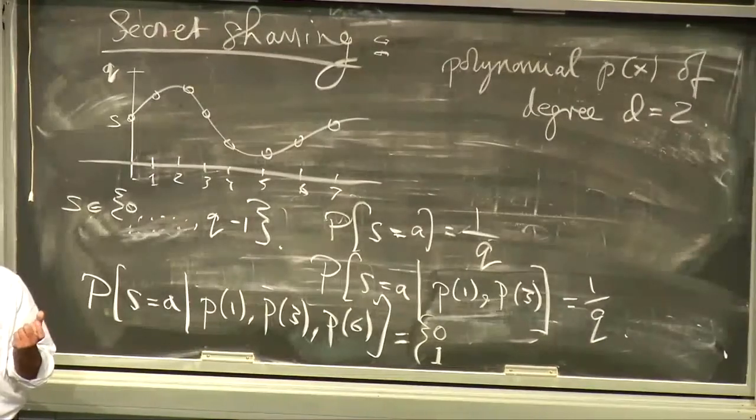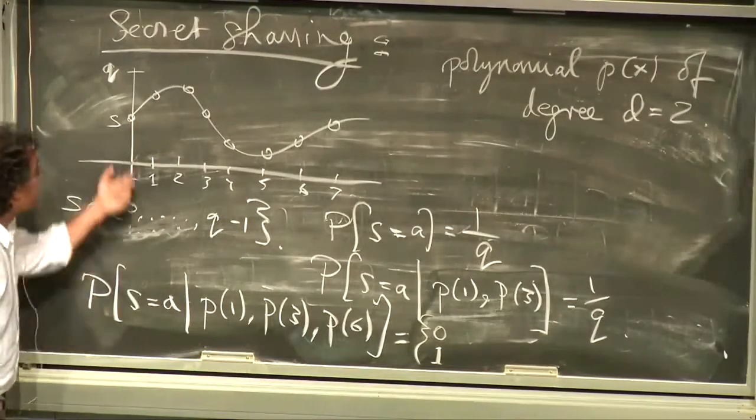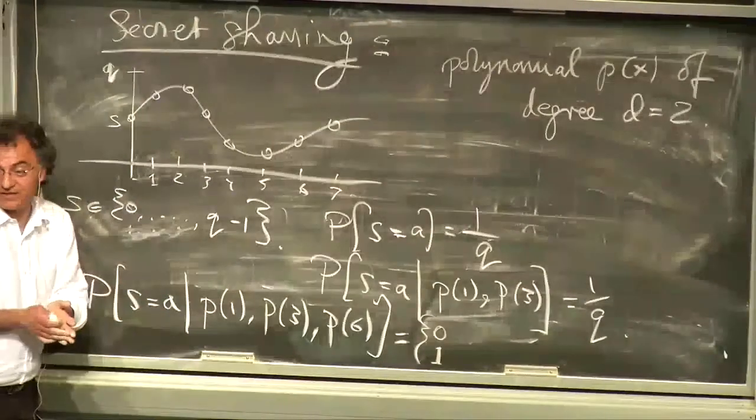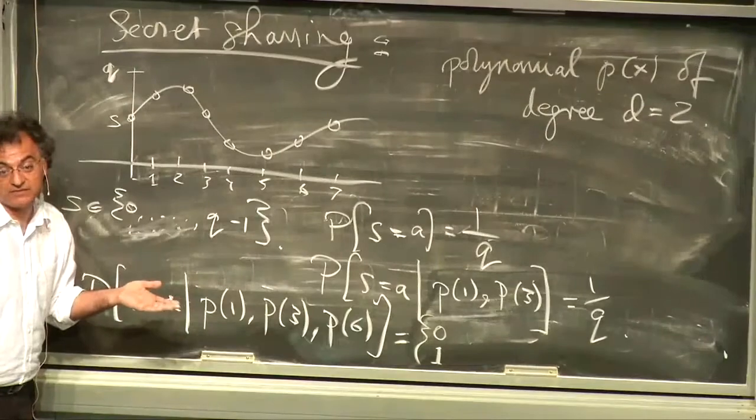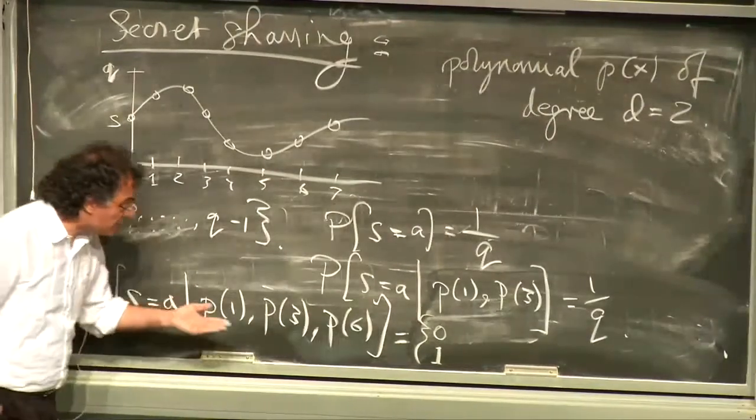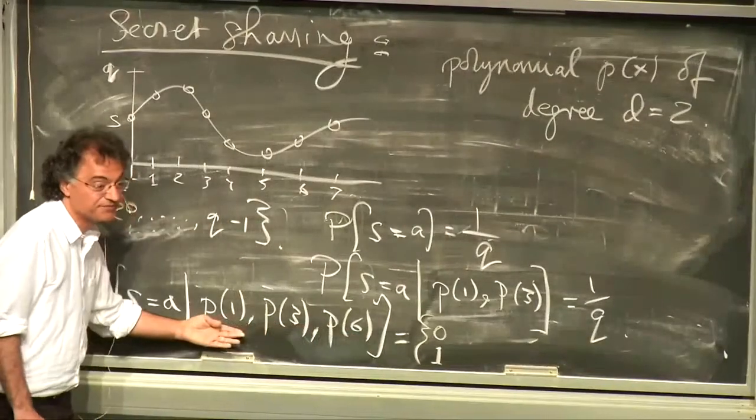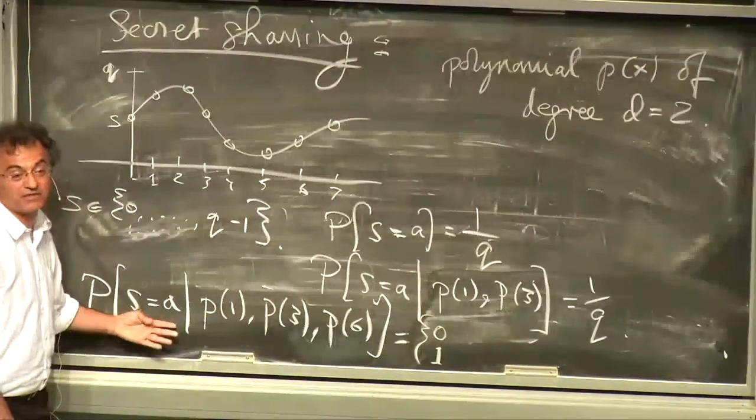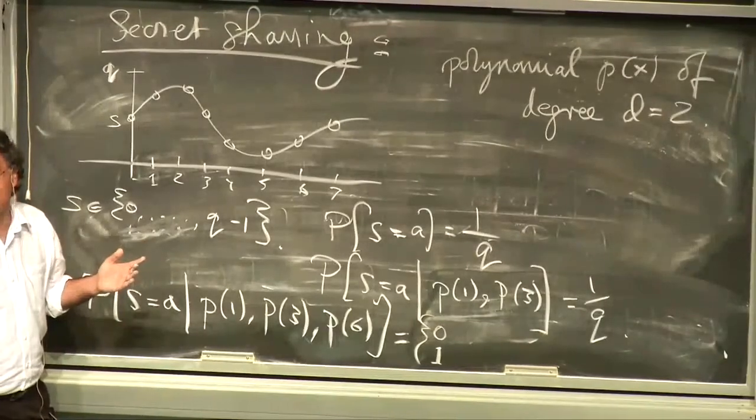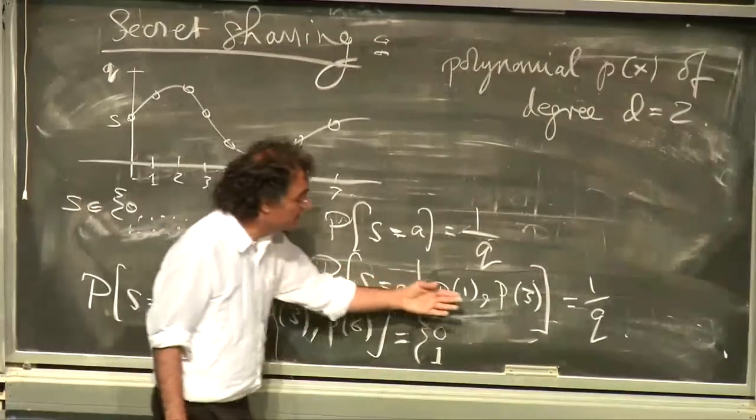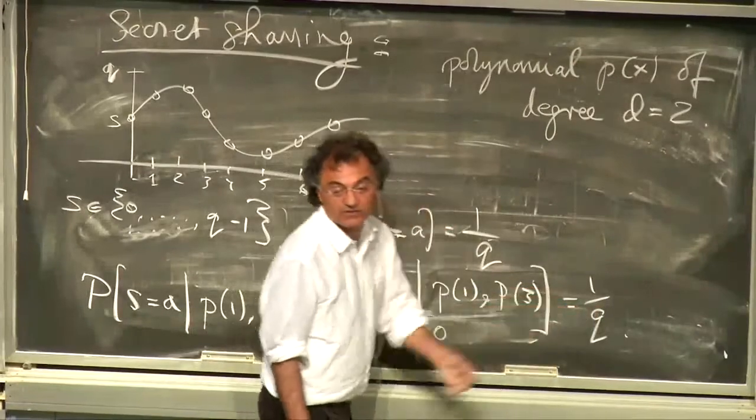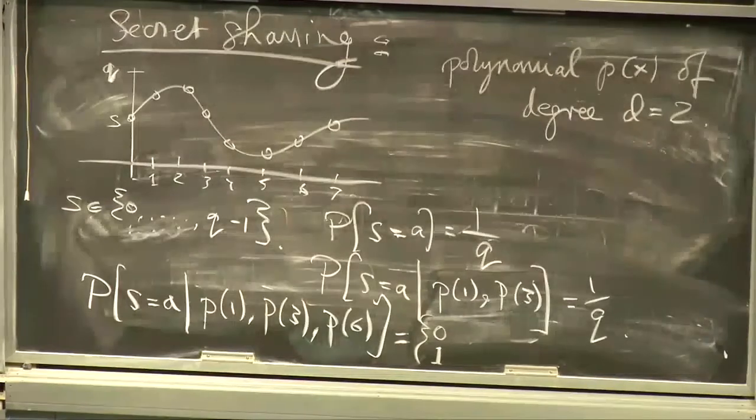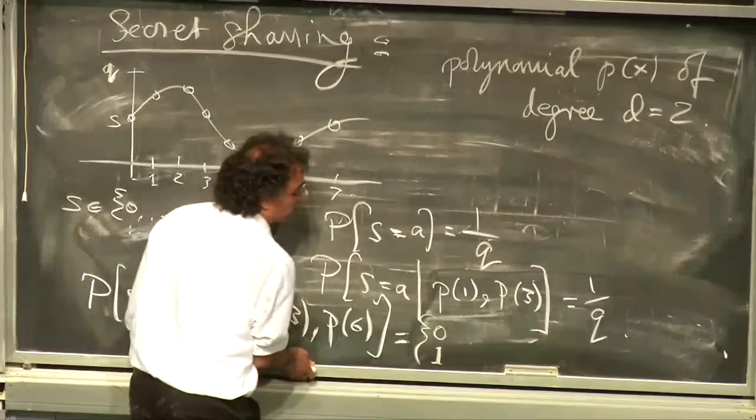So maybe you know that S is equal to 5. And now if A equal to 5, then the probability is 1. If A is not 5, then the probability is 0. So as soon as you see the value at 3 points, that's it. This conditional probability has become 0 or 1. Before that, this conditional probability is exactly 1 over Q. Okay, so let's look at it in another way.